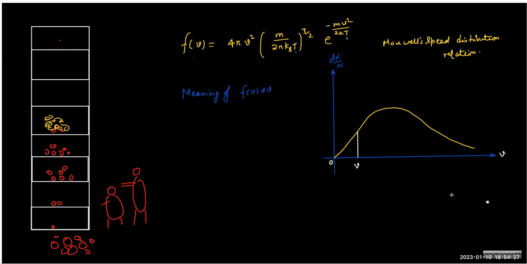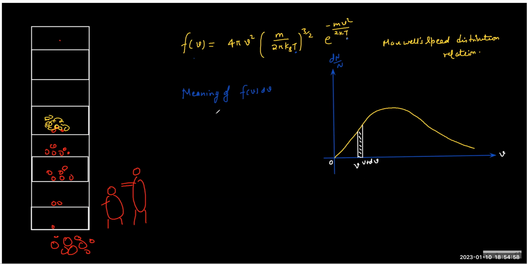So we never talk about the probability of one particular value. Rather, we talk about a range of values. So let's say V plus dV. Now what I'm asking is, what is the probability that a fraction of molecules will have velocity between V to V plus dV?